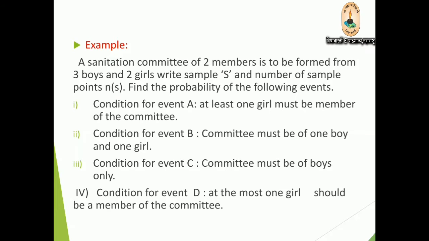First, condition for event A is at least one girl must be a member of the committee. Second, condition for event B is the committee must be of one boy and one girl. Number 3, condition for event C is the committee must be of boys only. Number 4, condition for event D is at the most one girl should be a member of the committee.